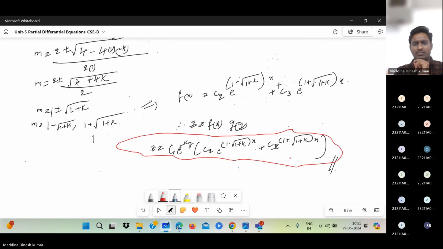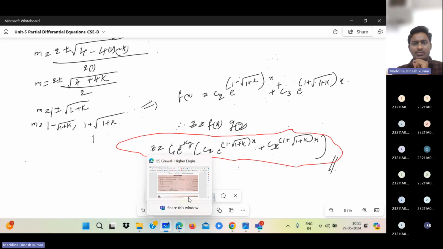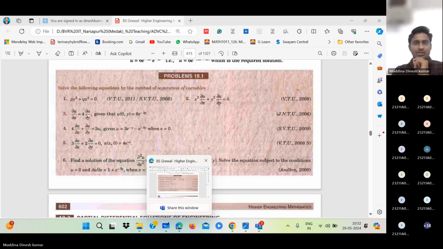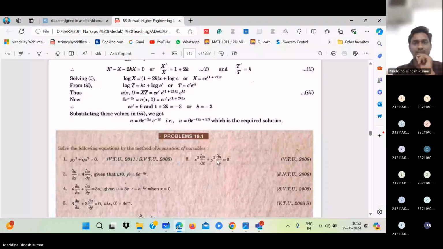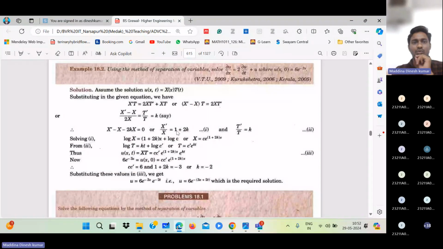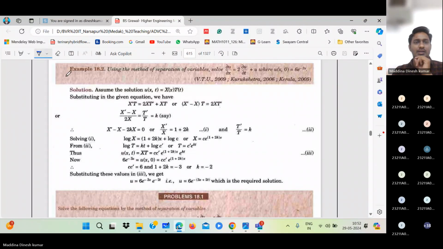Next I will show you two more problems for you to try. Due to the network issue, even when I write on the board it takes so much time to reflect. You people try to do this problem, example number, note this one, 18.2.